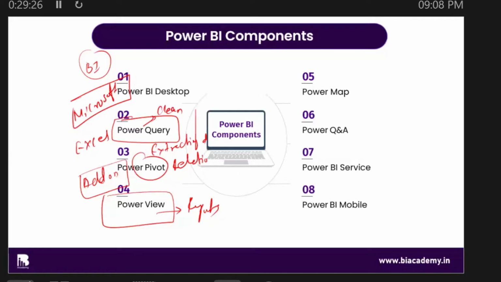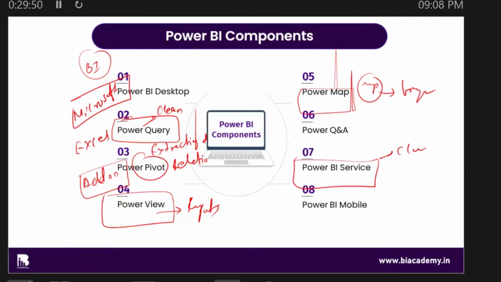So they created Power View to build the report, Power Pivot to extract data and build the relationships, and Power Query for cleaning. They also wanted a map visual, so they added a map visual inside it. The map is not Google Map, the map is Bing Map. So that is also another component, right? Then they added Power BI Service. That means a cloud platform where we can store all our work together.